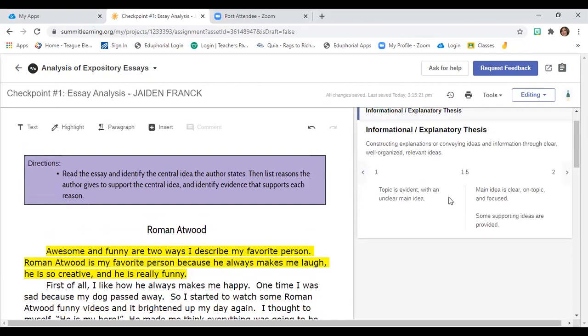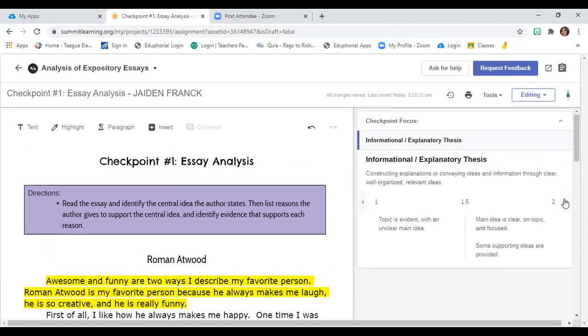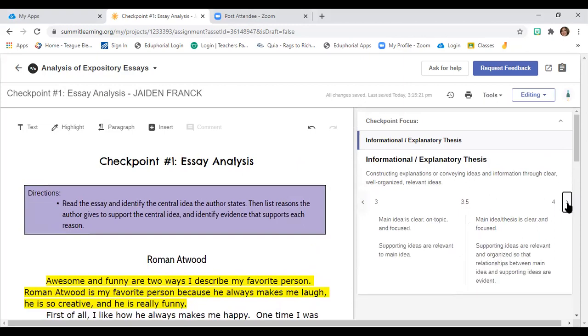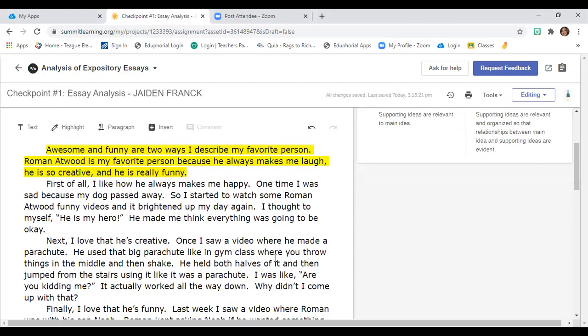And this is the rubric, once again, that is going to be used. So think about the three. The main idea is clear, on topic and focus, supporting ideas are relevant to main idea. So that's why it is very important for this checkpoint number 1, boys and girls, that you identify the central idea correctly, and the reasons and evidence that support this central idea.